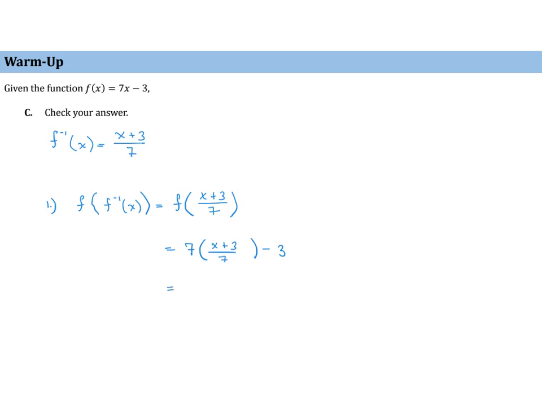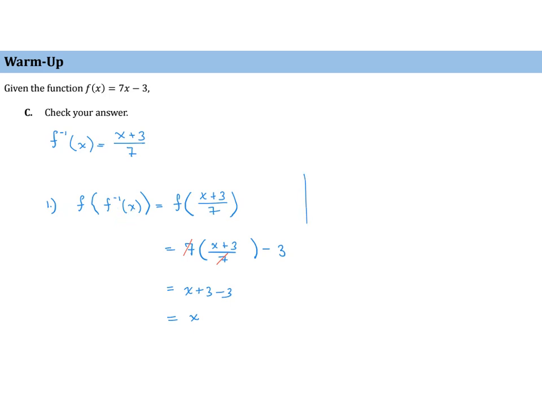So we can cancel the 7's, and we have x plus 3 minus 3, which yields for us x. So notice f inverse acts, and then f, and f takes us back to what f inverse acted on.